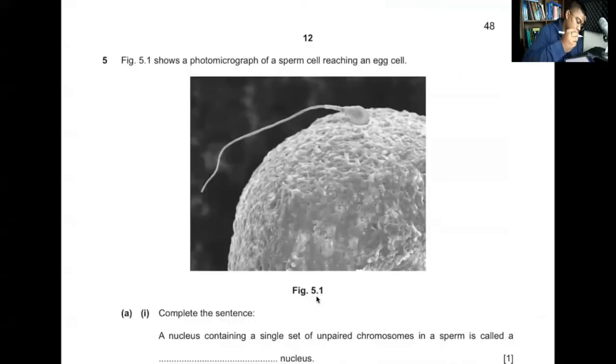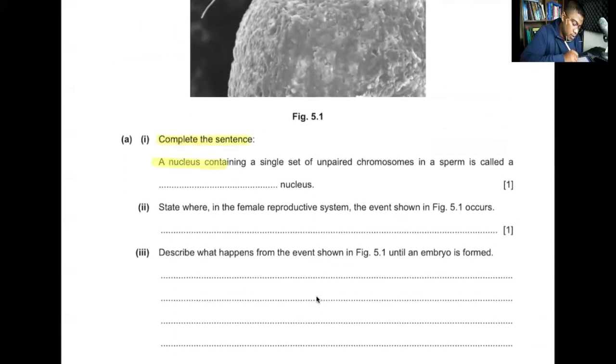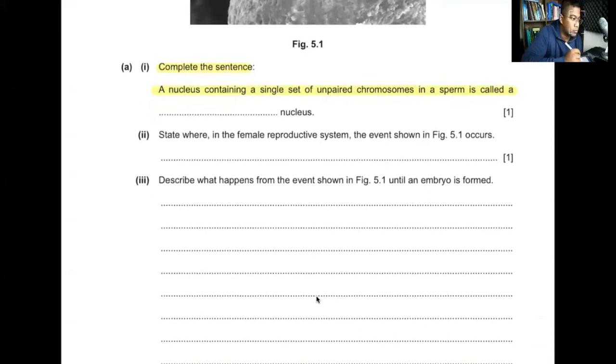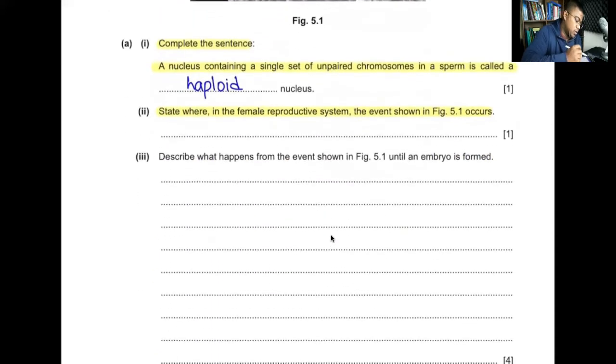Moving on, guys. This question looks like from reproduction. Figure 5.1 shows a photomicrograph of a sperm cell reaching an egg cell. Okay. Complete the sentence. A nucleus containing a single set of unpaired chromosome in a sperm is called haploid nucleus. State where in the female reproductive system the event shown in figure 5.1 occurs. Okay, fertilization occurs in oviduct. So our answer will be oviduct.